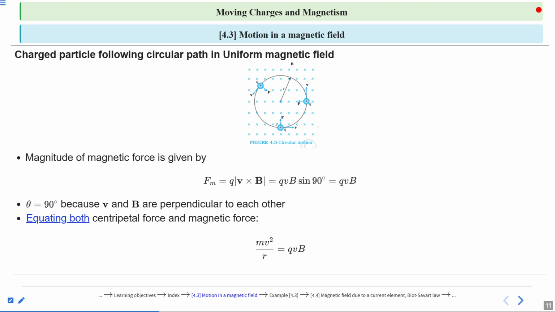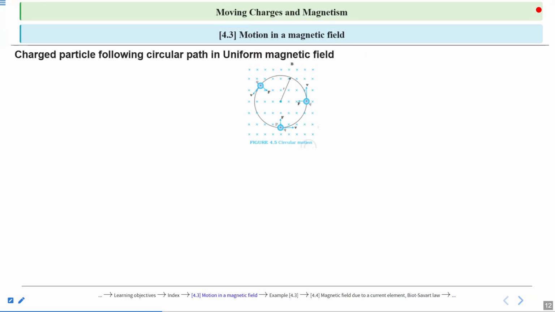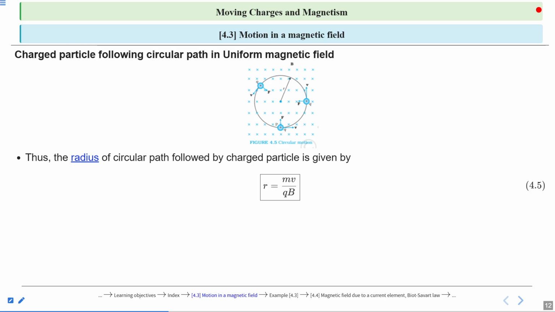After rearranging, we have to find the radius of this circular path. The radius of the circular path followed by the charged particle is given by r equal to mv by qB. Radius is equal to mv by qB. Mark it as equation 4.5.